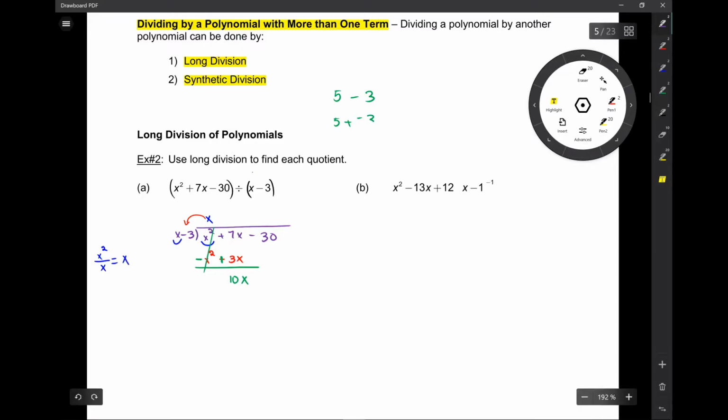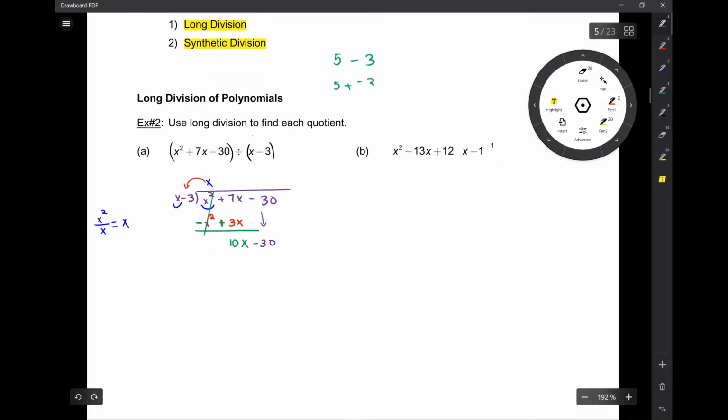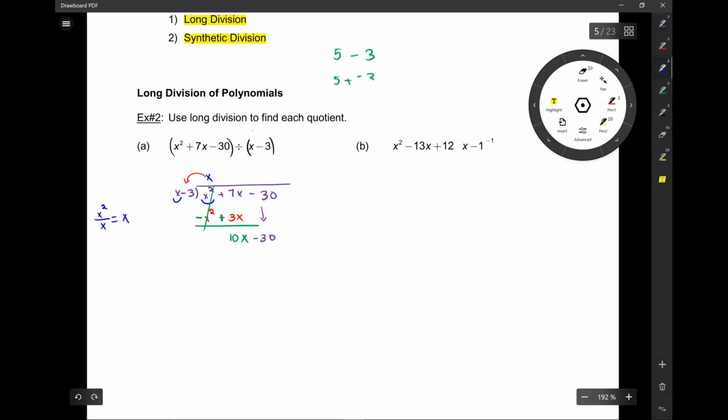So the negative 30 comes down. And now the whole process starts all over again. So we have the first term divided by the first term. 10x over x is equal to 10. So here I put a plus 10.